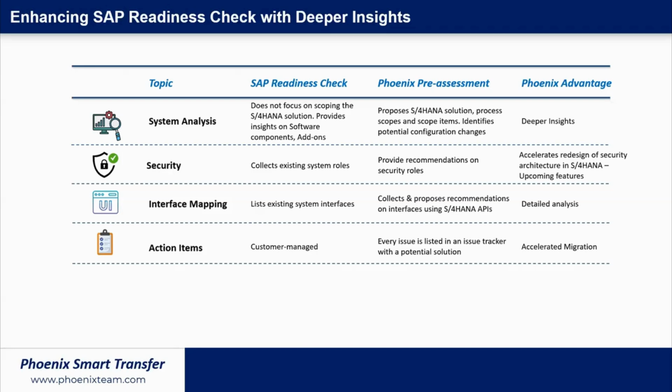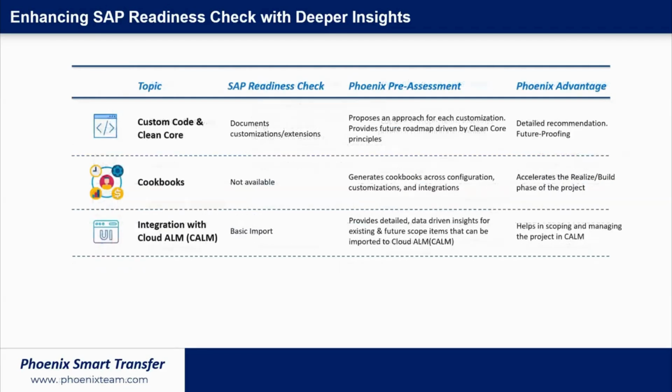Moving on. Cookbooks, again, is one of the major, I would say, core areas of smart transfer, where it's going to generate cookbooks that offer you recommendations or guided migration steps that are needed for your existing customizations or integrations or configurations in the system.